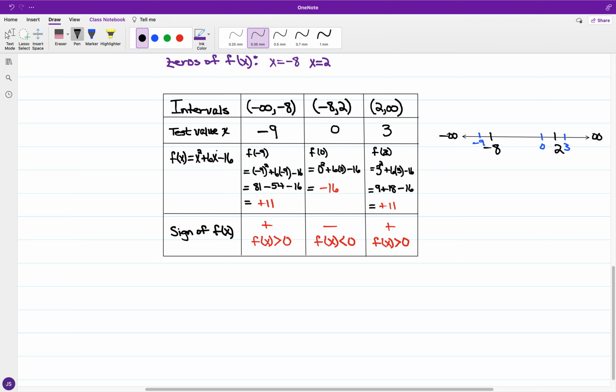Whatever I select, I run those selected values as the inputs for this given function. Negative 9, 0, and 3 are going to be your x values. If you think of the xy coordinate system, a point on the graph of y equals f of x equals x squared plus 6x minus 16 is going to be at negative 9, 11. Negative 9, 11 would literally be a point on the graph of this function. And we would have 0, negative 16, and also 3, 11.